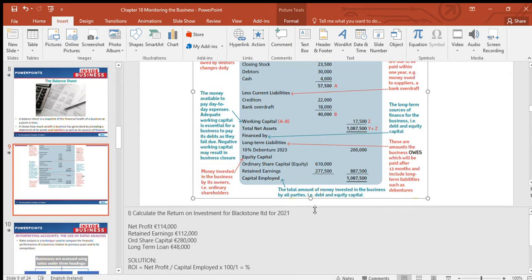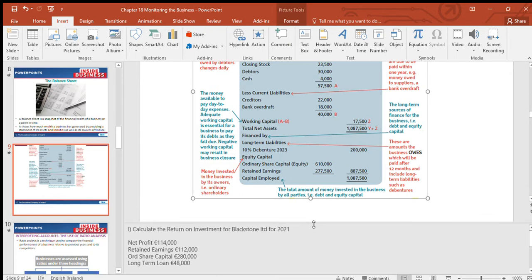This was the start of the homework question, and I'm showing you what I mean in terms of calculations. We are asked to calculate the return on investment for Blackstone Limited for 2021. This is a question I gave you. I've just rewritten it here. They give us four things: net profit, retained earnings, ordinary share capital, and long-term loan. We have to calculate this.